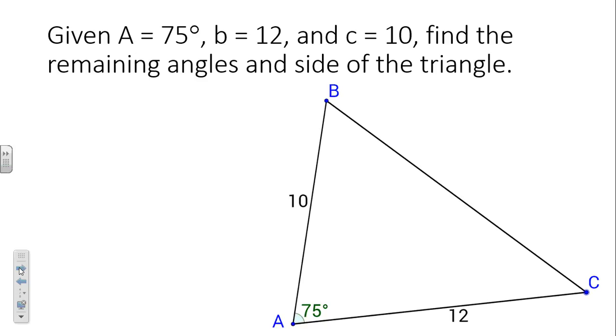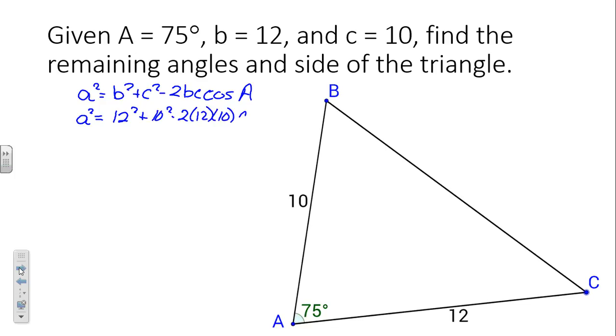So what formula are we using in this one? Which version of the law of cosines? Yep, a squared is b squared plus c squared minus 2bc cosine A. So this will look a little different. We don't know a, but it's 12 squared plus 10 squared minus 2 times 12 times 10 times the cosine of A, and A happens to be 75 degrees.